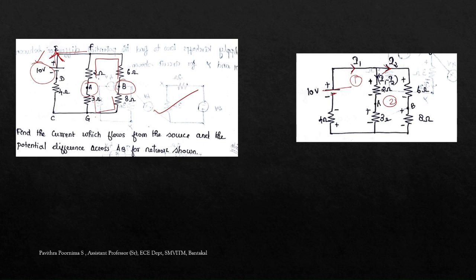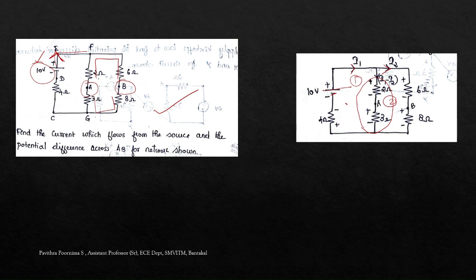Okay, so two loops, so the currents through the two loops are I1 and I2, and this 2 ohm and 3 ohm is a common branch for both the loops. So the current through this I can consider as I1 minus I2 when I consider the first loop, and if I consider the second loop, then it is I2 minus I1. So the first step is to mark I1 and I2, and next is the polarity.